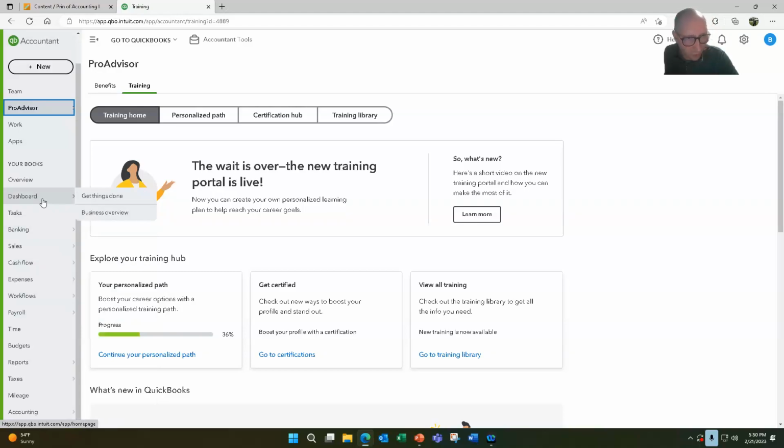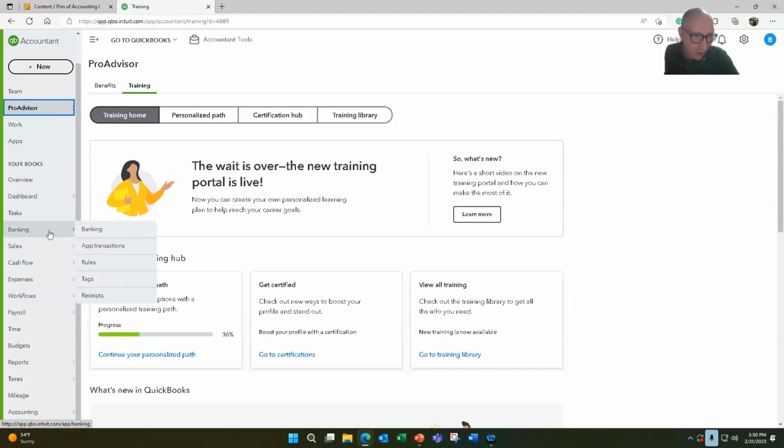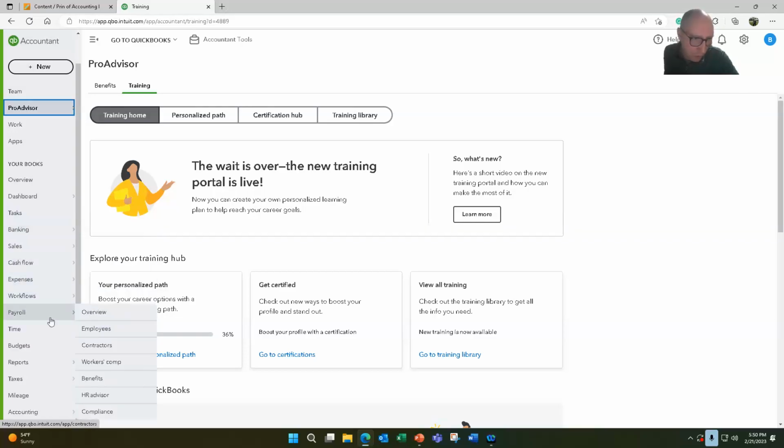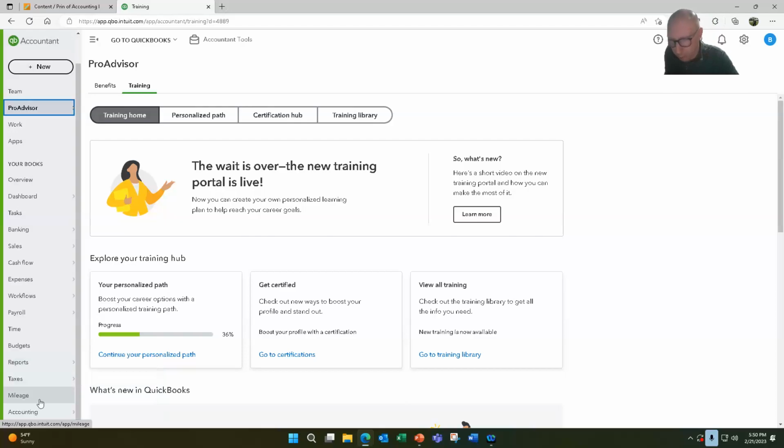or I can look at my clients' information, and I can look at things like banking, their sales information, cash flow, expenses, payroll, time reporting, budgets. I can generate all kinds of reports. I can look at tax data, vehicle mileage for my clients that use like a work truck. It's impressive software.